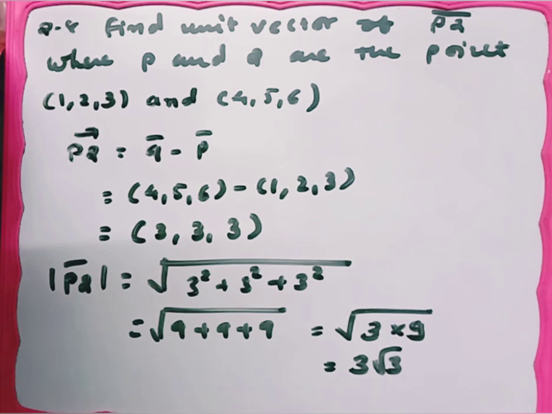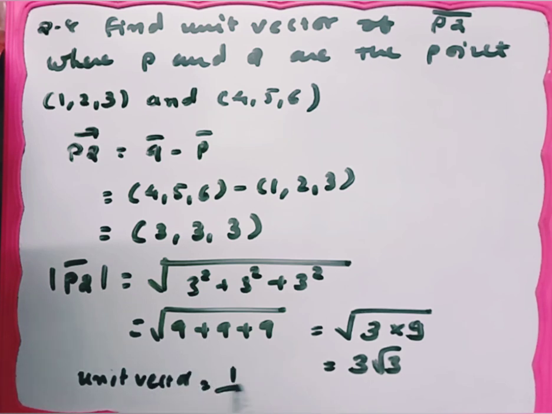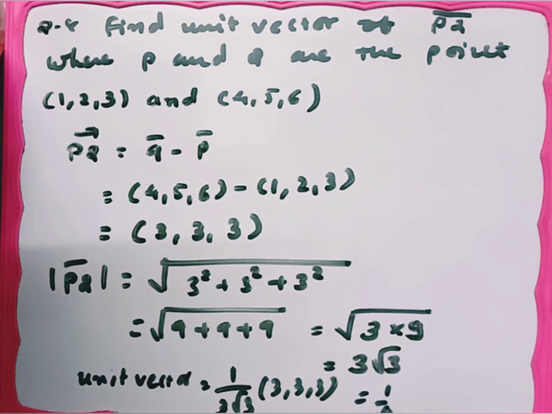And so the unit vector will be 1 by magnitude 3 root 3, times (3, 3, 3), and so it will be 1 by root 3 i caret plus 1 by root 3 j caret plus 1 by root 3 k caret.